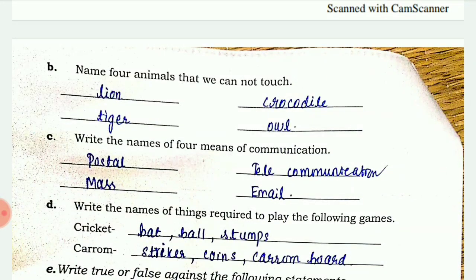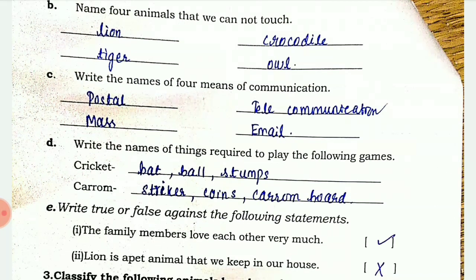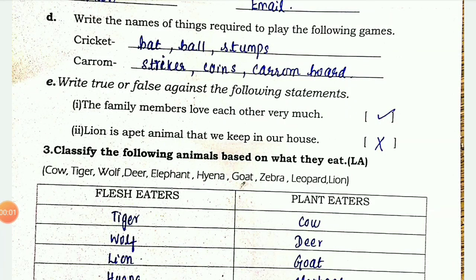Name four animals that we cannot touch. Lion, crocodile, tiger, owl. Write the names of four means of communication. Postal, telecommunication, mass communication, email communication. Write the names of things required to play the following games. Cricket: bat, ball, stump, gloves. Then for carom board: striker, coins, carom board.